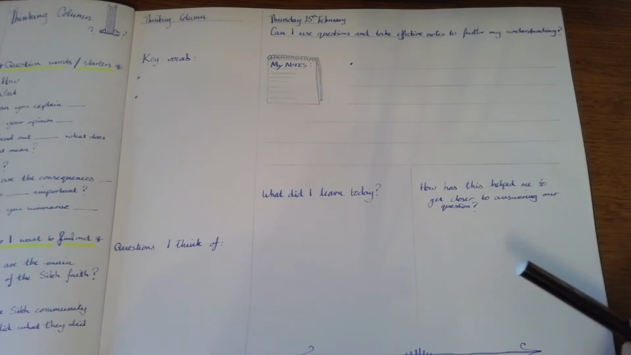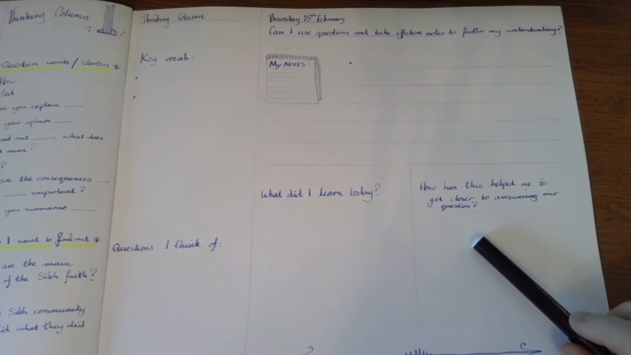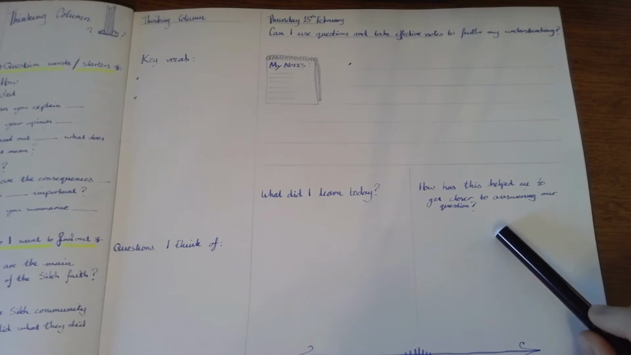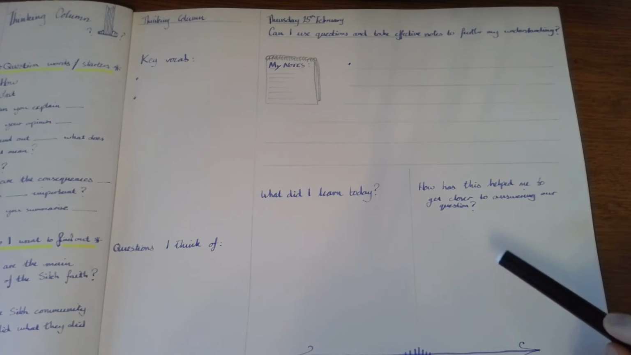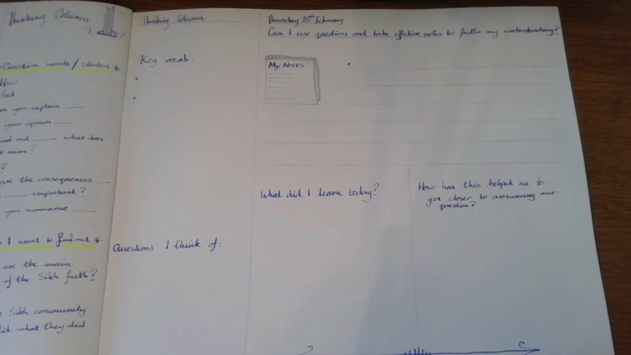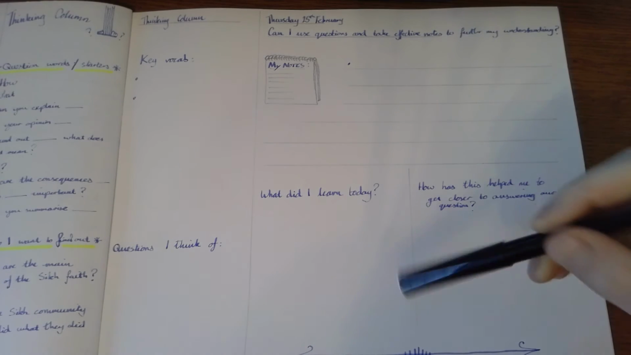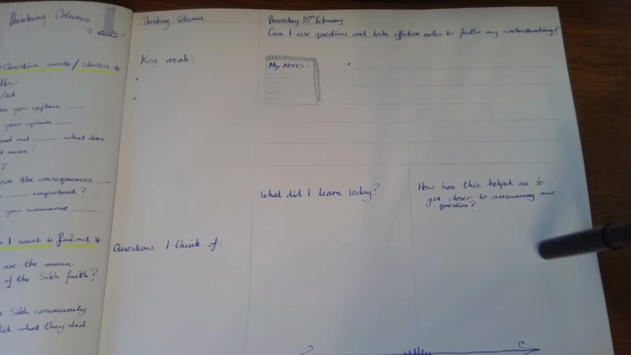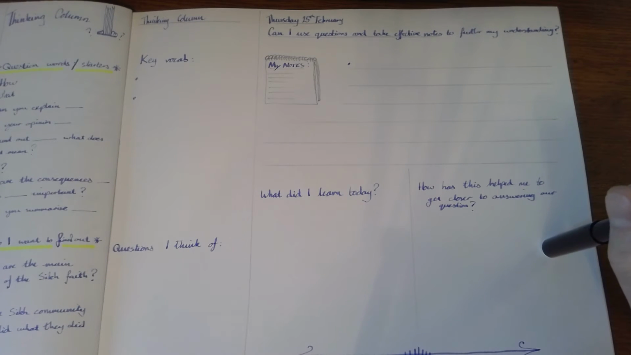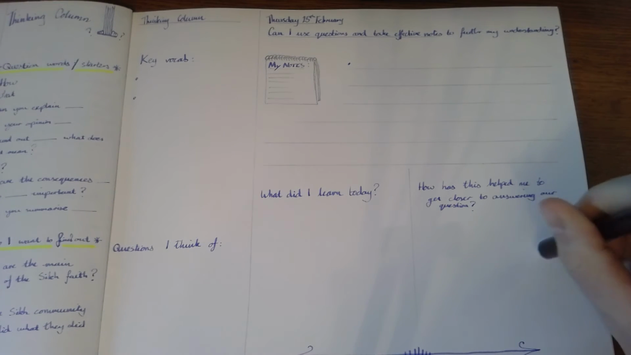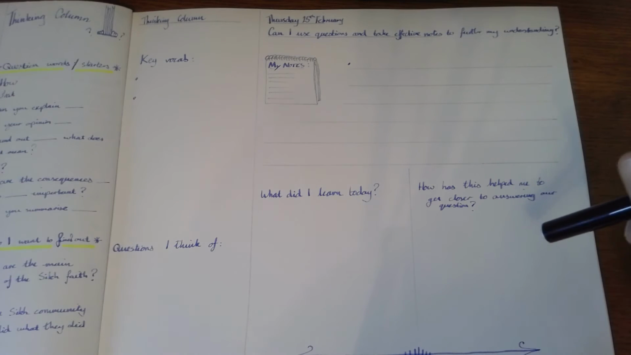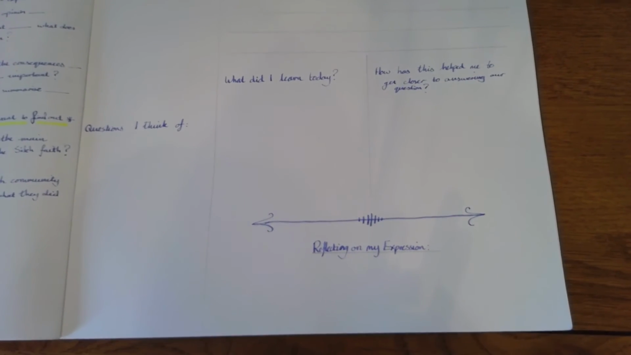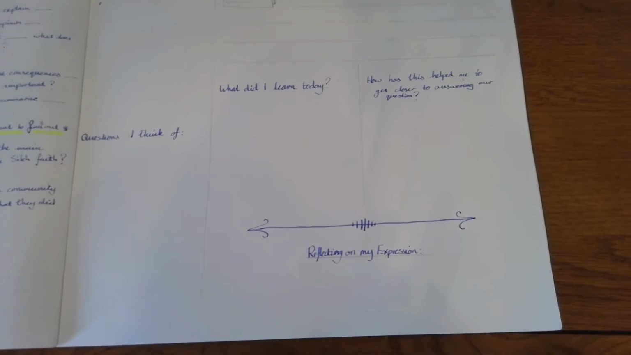Once you finish this section, I then want you to think about over here. How has this helped me to get closer to answering our inquiry question? How can I explain why the Sikh community in Kent acted the way they did? So how has the work that we've done today with our guest, the notes you've taken, the understanding you've got from it, got you closer to answering our question? Why are you closer to that today than you were yesterday after the work that we've done? At the bottom, I've left a section for our reflection, which we'll do later on this afternoon.